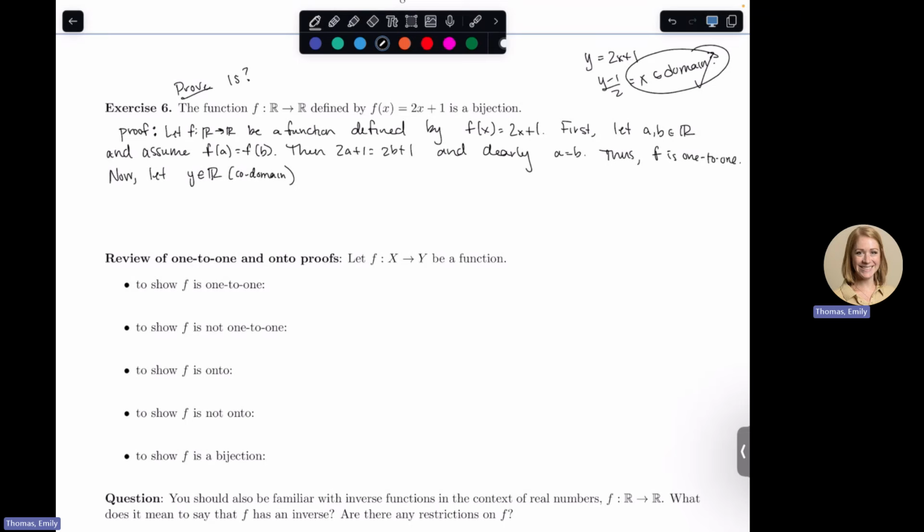Because you found one, but it wouldn't work. Okay, we'll talk through that in just a second when we do this. So we are going to let y be in R, the codomain, and assume that x is equal to (y minus 1) over 2. Notice f of x equals f of (y minus 1) over 2, which is equal to 2 times (y minus 1) over 2 plus 1, which is y minus 1 plus 1, which is y.